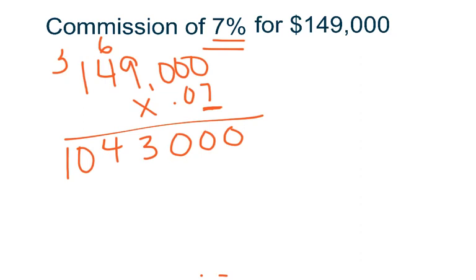Now, I'm going to look at this and say, how many numbers are behind the decimal? Well, I only have 2 here. So I'm going to put this like this, 1, 2, and then I'm going to count 1, 2, 3, and then I'm going to say, okay, this is the commission I would get if I sold something for $149,000 and you get 7% commission. 7% commission out of $149,000 would be $10,430. Okay, please go ahead and work on the rest of your page.